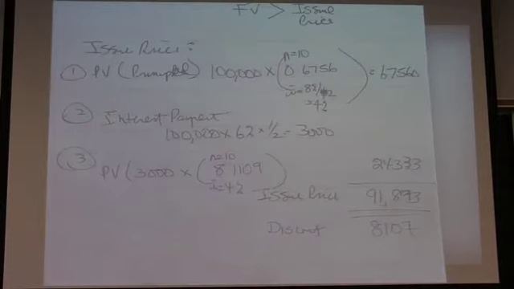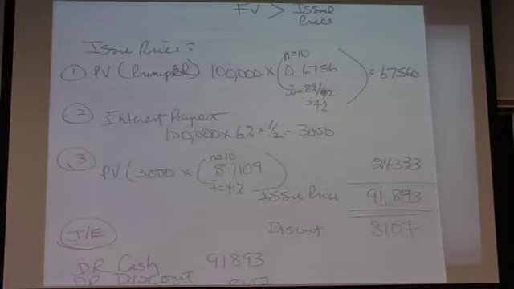So what is the entry? The journal entry is going to be debit cash, it's always the amount that we received. The issue price is 91,893. We're going to debit an account called discounts on bonds payable, 8,107, and this is a contra account to the bonds payable, so credit bonds payable.